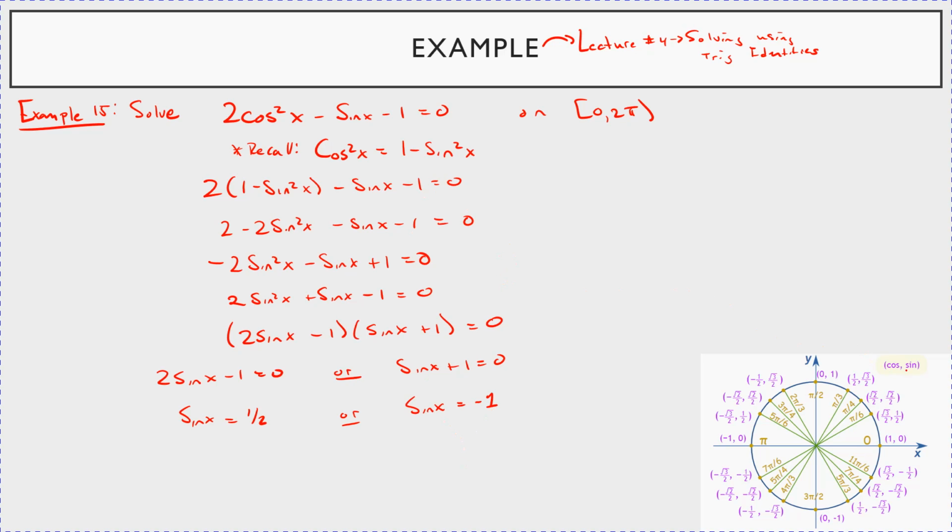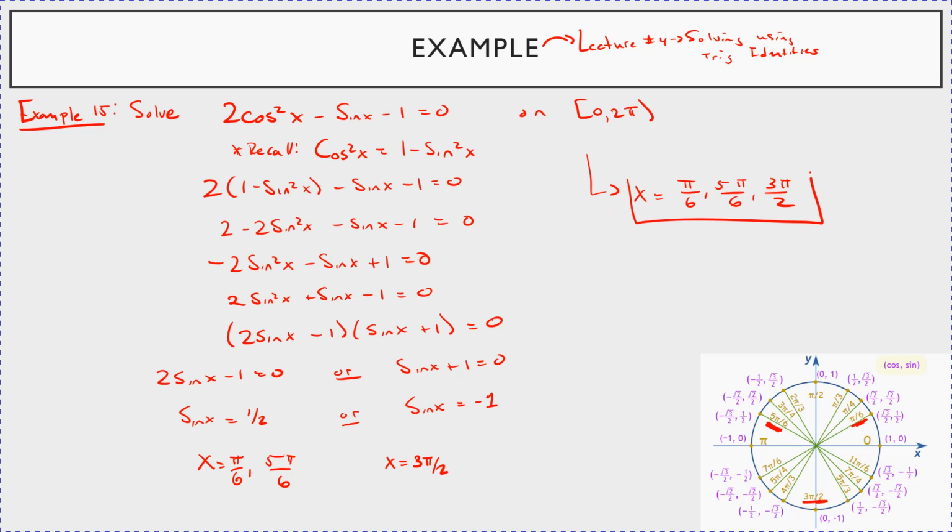Well, let's just go through. When is sine 1/2? Pi over 6, 5 pi over 6. So solutions over here are pi over 6, 5 pi over 6. And when does sine of x equal negative 1? Right here, 3 pi over 2. So your solutions, just from 0 to 2 pi, are pi over 6, 5 pi over 6, and 3 pi over 2. We got it.